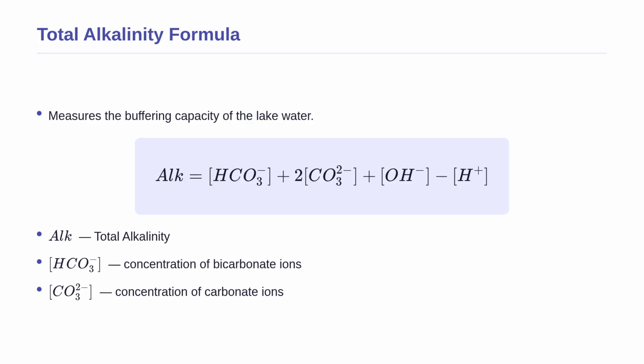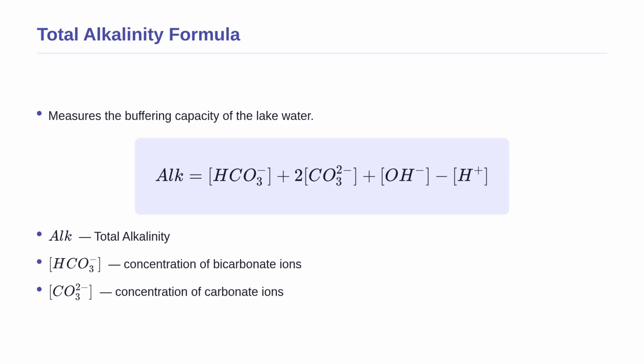To quantify this protective shield we just discussed, we use the total alkalinity formula. Conceptually, this formula calculates the total capacity of the water to neutralize acids by summing up all the basic components and subtracting the acidic ones. In this equation, ALK stands for total alkalinity. The terms in the square brackets represent molar concentrations. We have the concentration of bicarbonate ions and the concentration of carbonate ions.